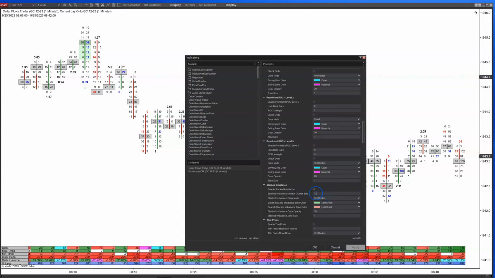If I wanted to make this cluster size bigger, right, because I've got 3 imbalances stacked on top of each other, if I want to make it stricter, I could change it to 4 or even 5, but 3 is fine for most markets and most traders. Change it to until tested here, okay? So if you want it to be just in the bar itself, you change it to fixed, imbalance zone size on the bottom to 1, okay?